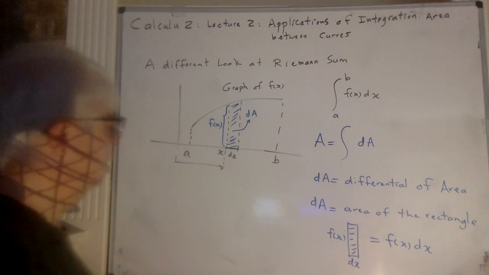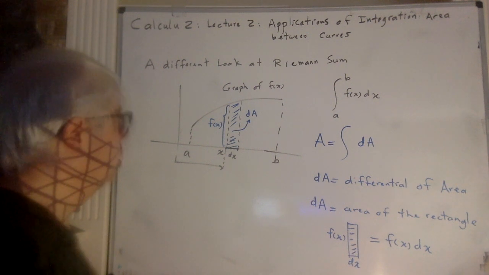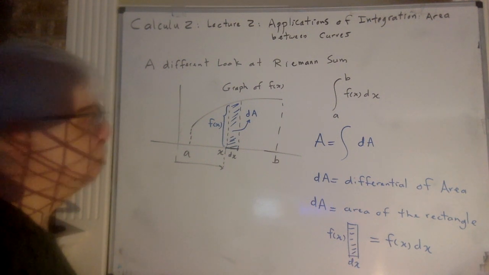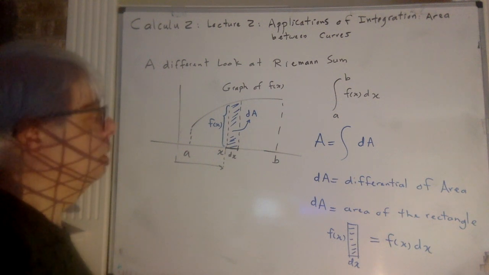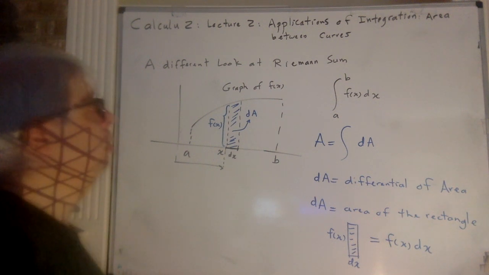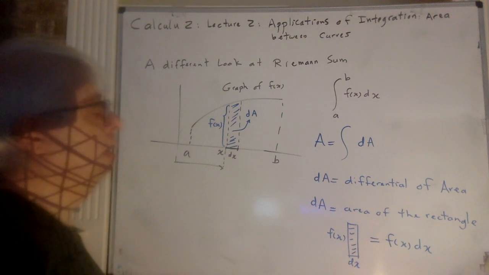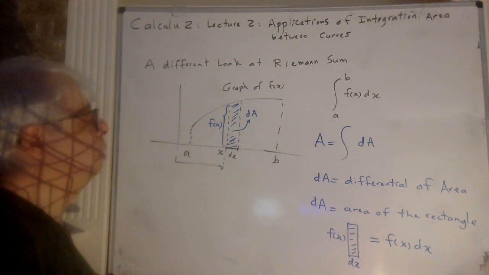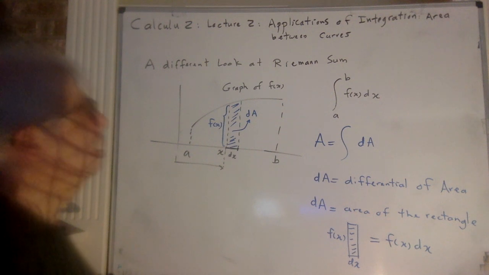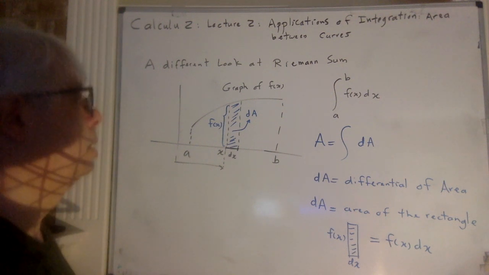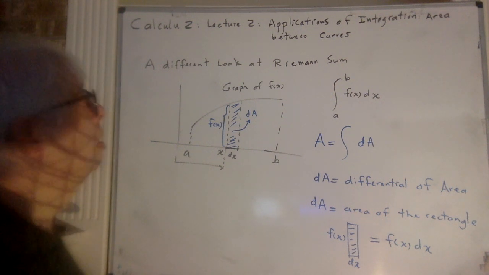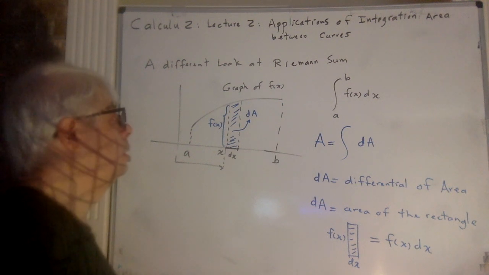Well, let's first take a look at the Riemann sum. Riemann sum is behind integration. When you want to integrate, you write a Riemann sum and let delta x go to 0, or n go to infinity, and then the limit of that, if it exists, is the integral. That's the Riemann integral.